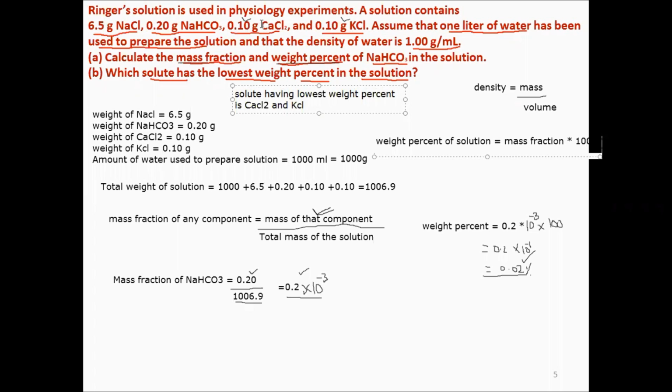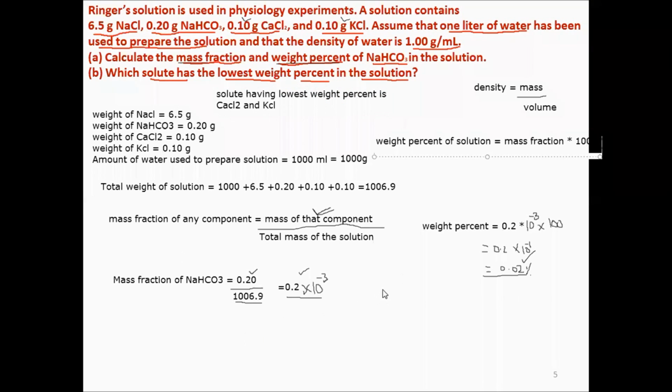So that was all that we had to calculate. He asked us to find mass fraction, weight percent of sodium bicarbonate. Then he asked which solute has the lowest weight percent in the solution. So these calcium chloride and KCl, they have lowest weight percent. Why? Because they have lowest weight. So that's how we solve this numerical.